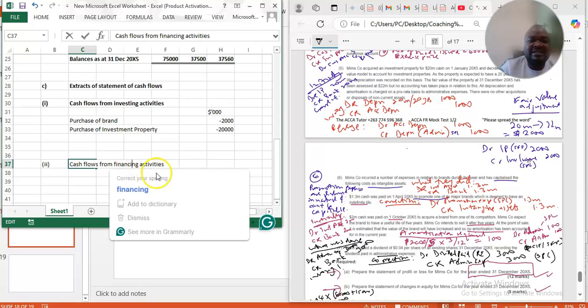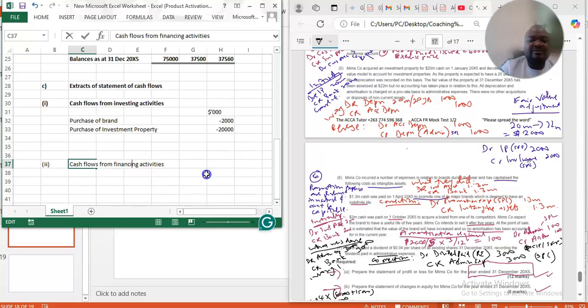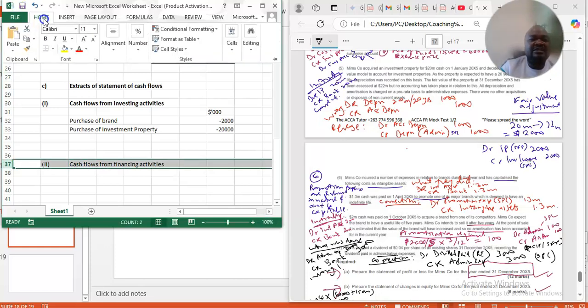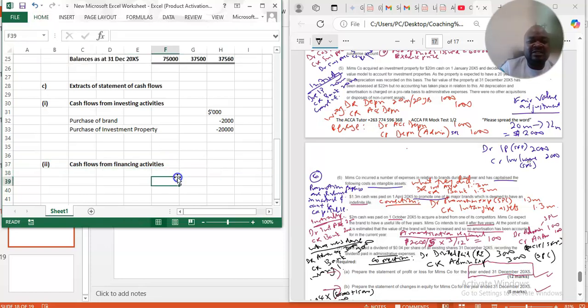Financing. Okay, and we can bolden this again for ease of notice by the markers. Ease of notice. So, issue of shares. This one should actually be the first thing to come to your mind. Issue of shares.